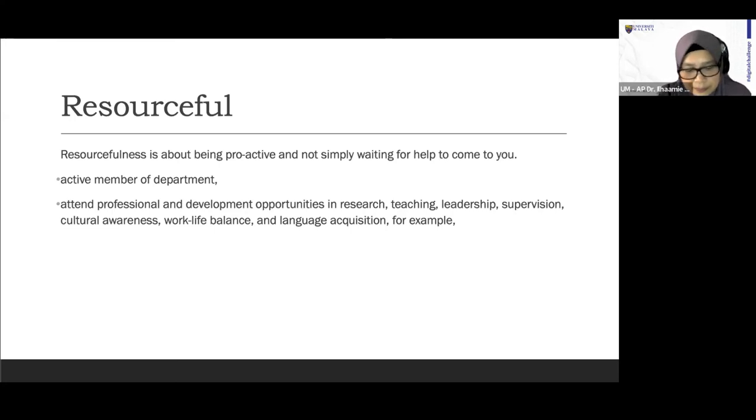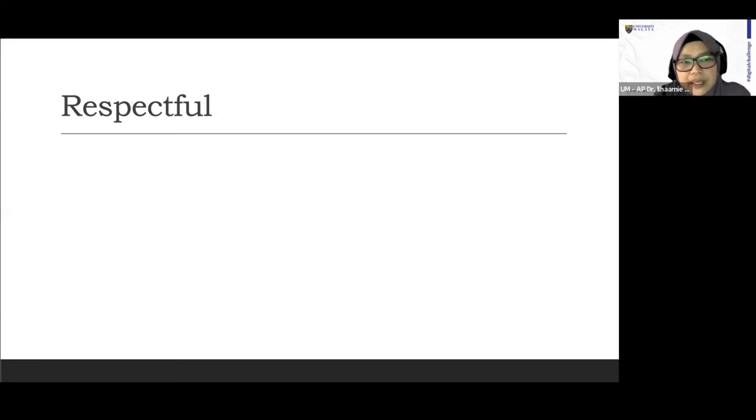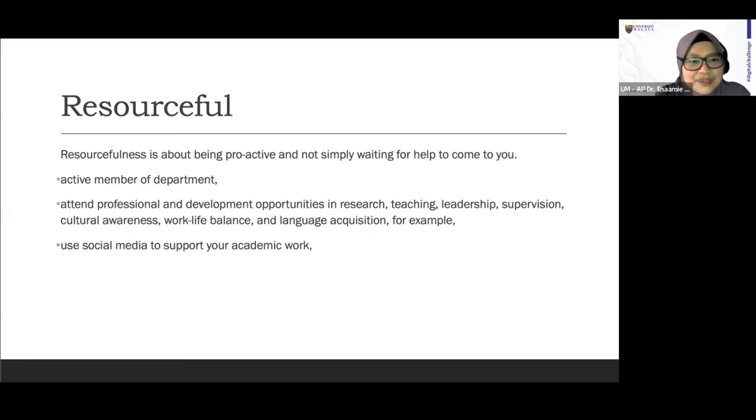Next. In order to be resourceful, you can use social media to support your academic work, like Facebook and LinkedIn.